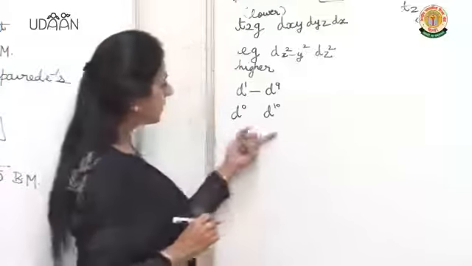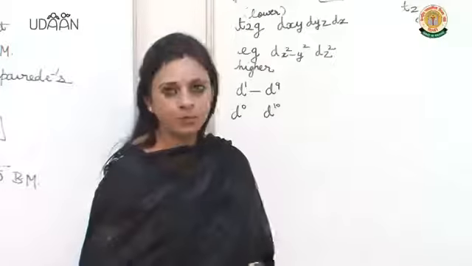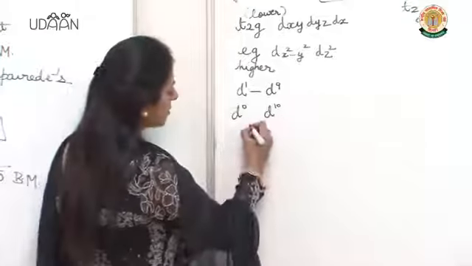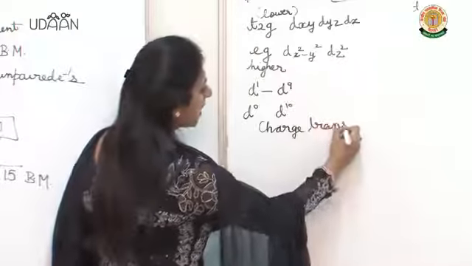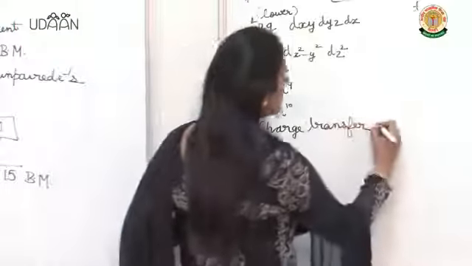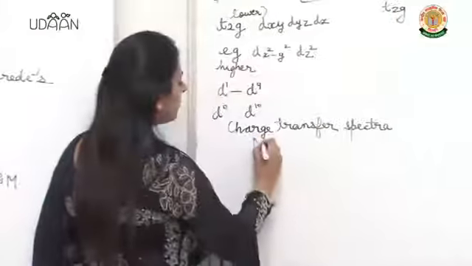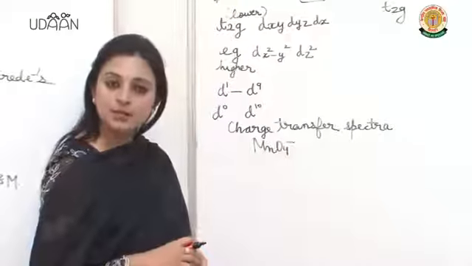Why can they not show crystal field splitting? Because they do not have any partially filled d orbital. So for these configurations, the color is shown by charge transfer spectra, and in charge transfer spectra the color is very intense. So when I talk about MnO4 minus, the purple color is due to the charge transfer spectra.